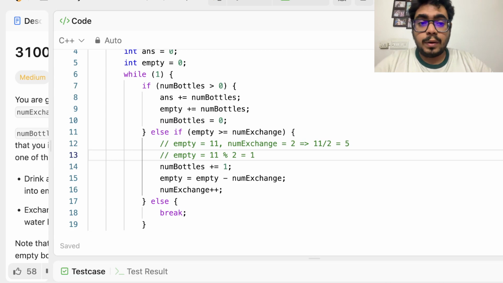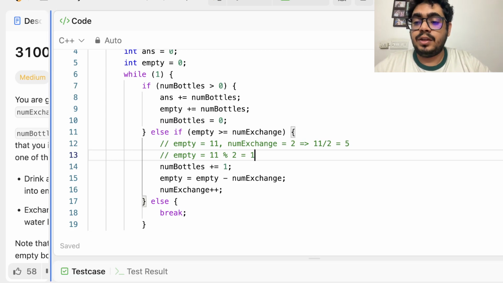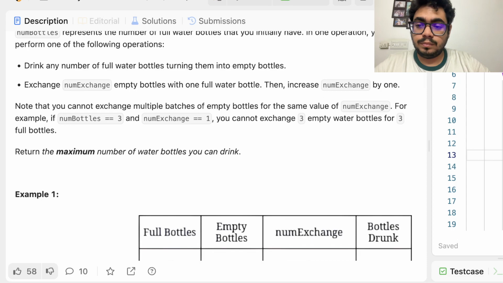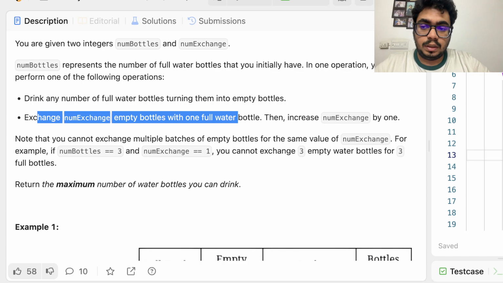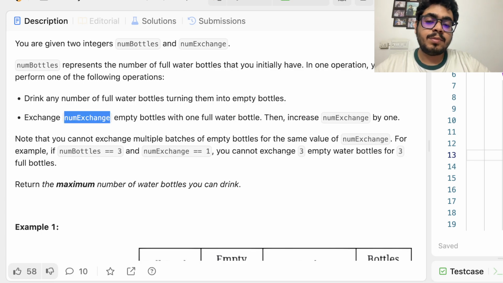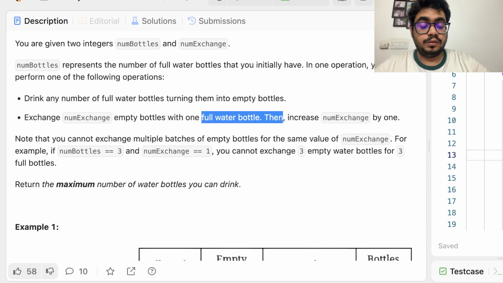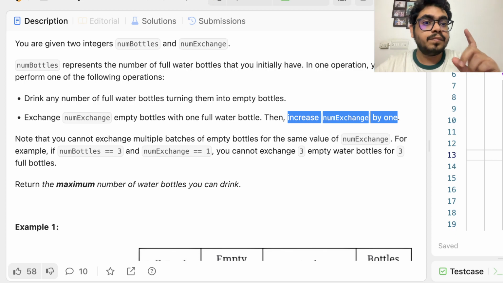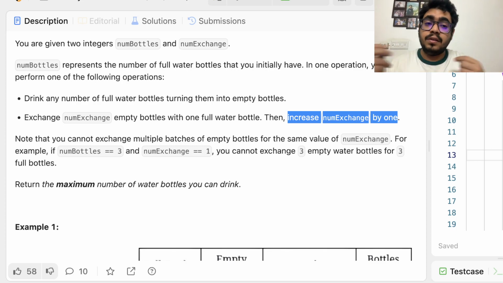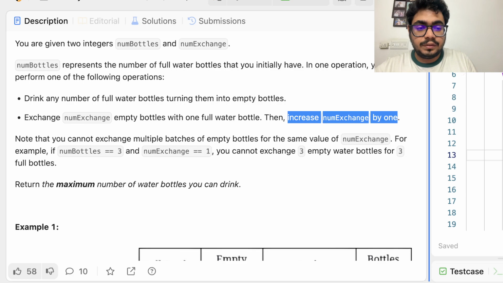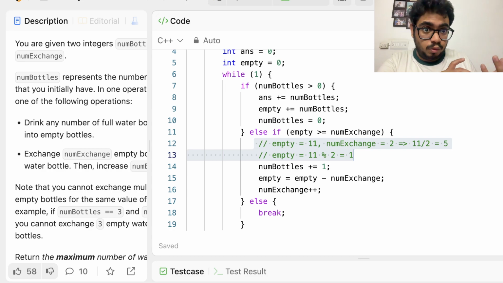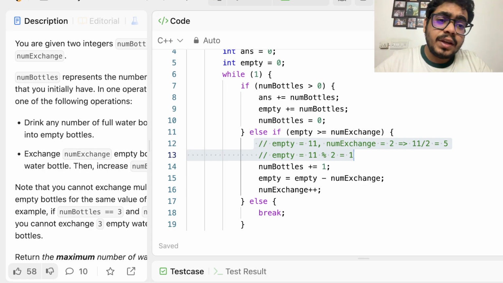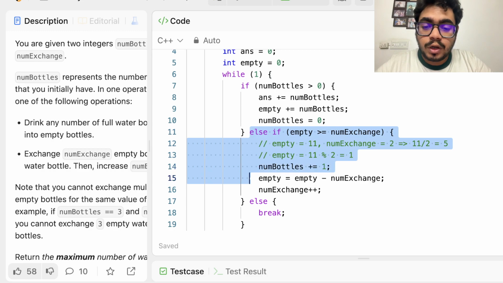But the problem here is, the question clearly says that after every exchange, in one operation, you exchange this many empty bottles for one full bottle. So only one full bottle, and then increase the value by 1. After every exchange, you need to increase the value by 1. So that is the reason we cannot do this kind of an approach which exchanges all of them in one go.